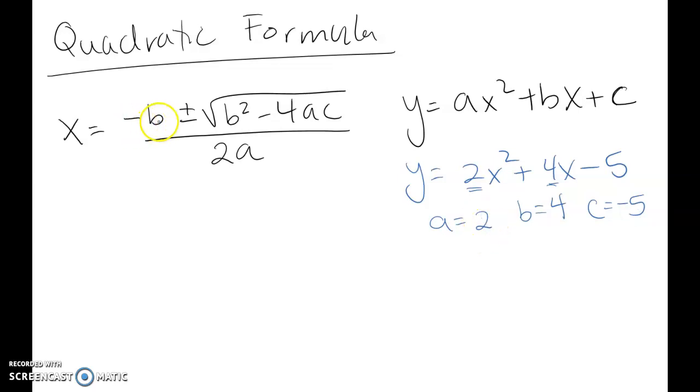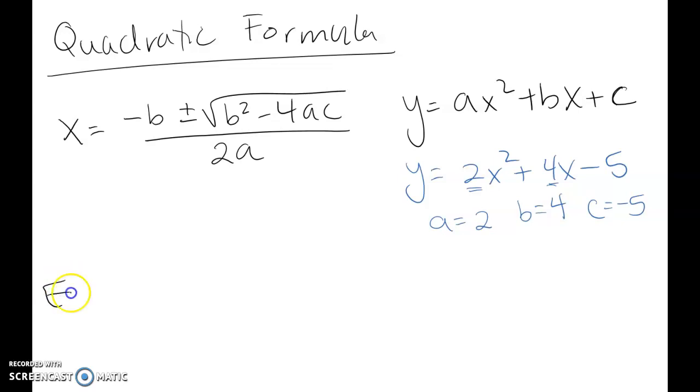So when we say negative b, we would take 4 and plug it in there. Plus or minus the square root of b squared, so that would be 4 squared minus 4 times a. Well, a is 2, so I'd plug in 2 there. And c is negative 5, so I'd plug in negative 5 there. And then on the bottom I would have 2 times a, which is 2 times 2. So let's see how we would actually do this given a real example.